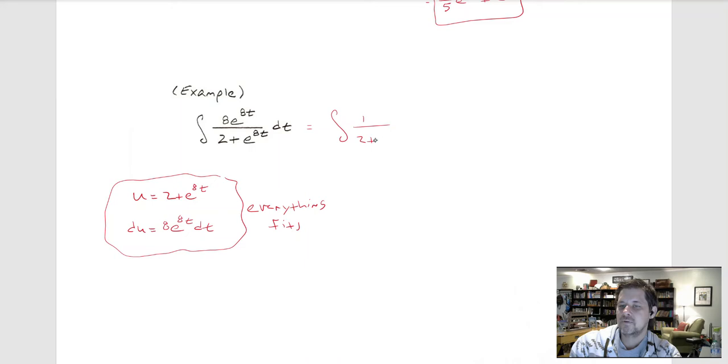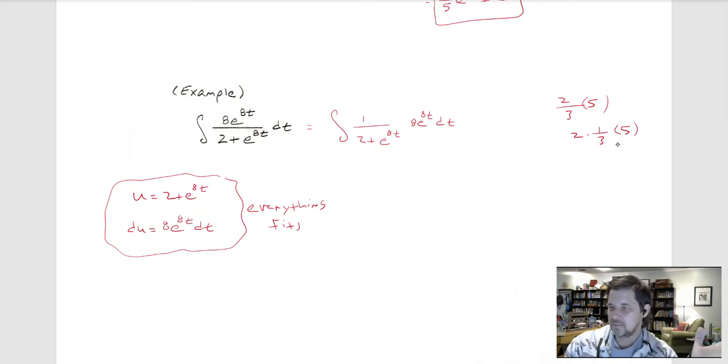I'll say 1 over 2 plus e to the 8t power times 8e to the 8t power dt. Because that's the same thing. I separated it out. If you want an analogy to numbers, it's sort of like saying, suppose I had 2/3 times 5. That's the same as 2 times 1/3 times 5. Same exact number, same exact answer. You can rearrange it like that.